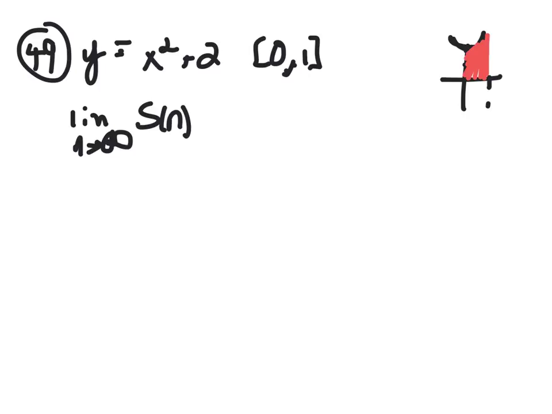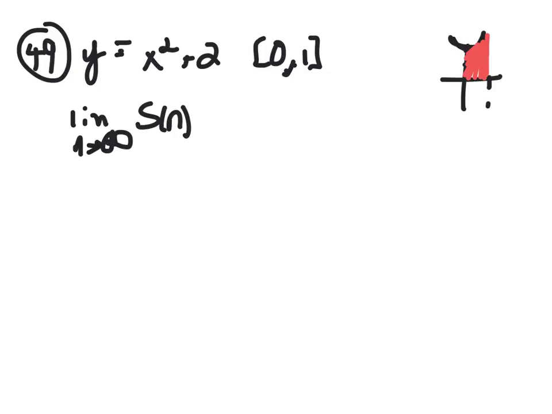Okay, number 49 on section 4.2, we're supposed to find the limit of the sum as the number of rectangles approaches infinity. We're trying to find the area under this parabola here. I've shaded it in red off to the side. And what we're going to do is divide it into an infinite amount of rectangles. That's why we're taking the limit as n, which is the number of rectangles, approaches infinity. And I need to take the infinity of the sum.